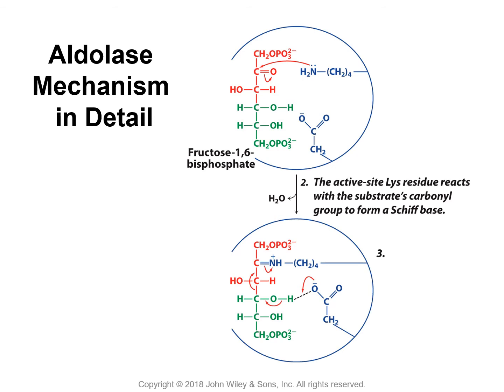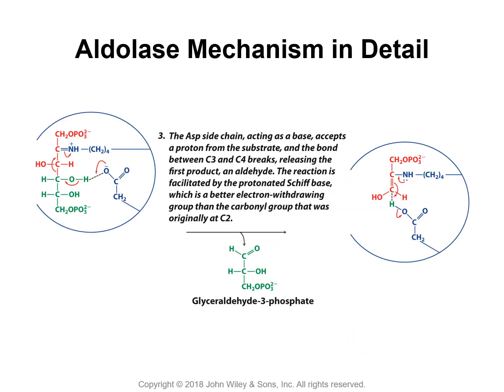Now, we've been talking about this a little bit in organic chem too. So you see this, that's what we're talking about with the Schiff bases in organic chem too. Now then, the Asp side chain, acting as a base, accepts a proton from the substrate, and the bond between C3 and C4 breaks, releasing the first product. It releases that aldehyde. The reaction is facilitated by a protonated Schiff base, which is a better electron-withdrawing group than the carbonyl group that was originally at C2.